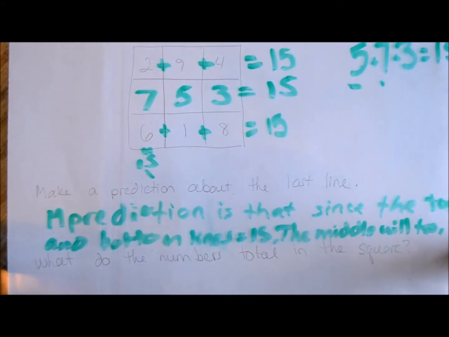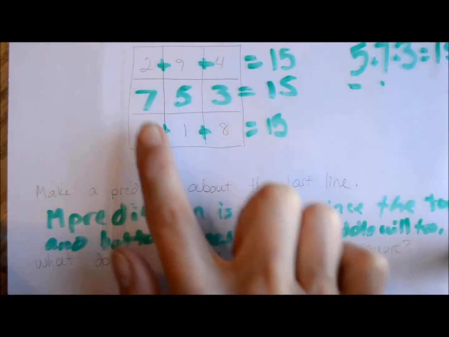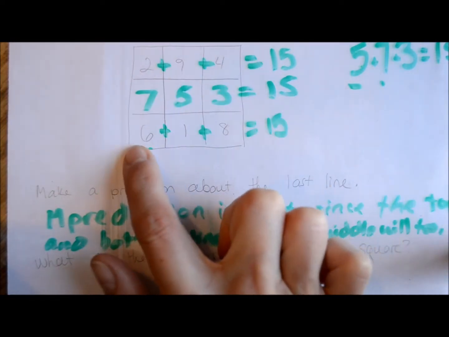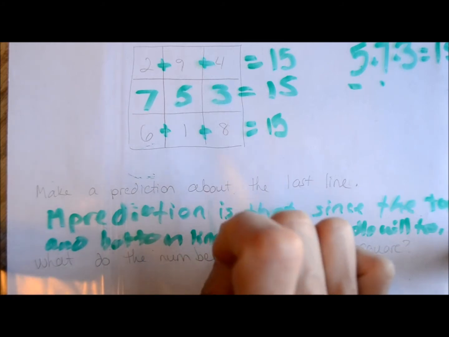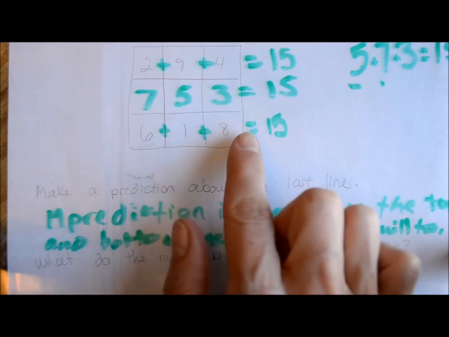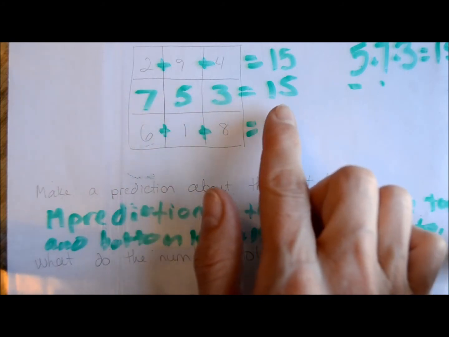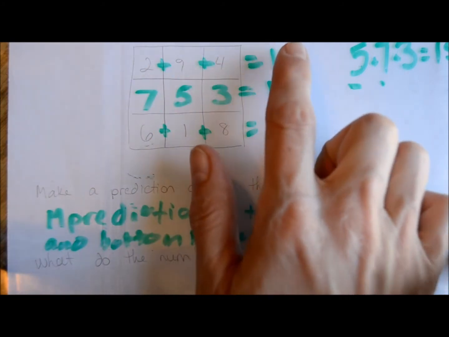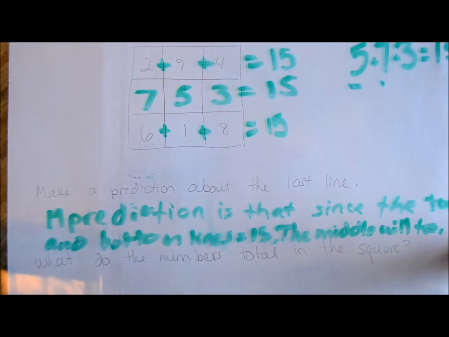So that's it. So now there is a last question just to torture you. It says, what do the numbers in total in the square? So what do all of the numbers total in the square? Well, the easiest way to do this is if we know that the top line is 15 and the bottom line is 15 and the middle line is 15, then all this will be 15 plus 15 plus 15. That's the idea.